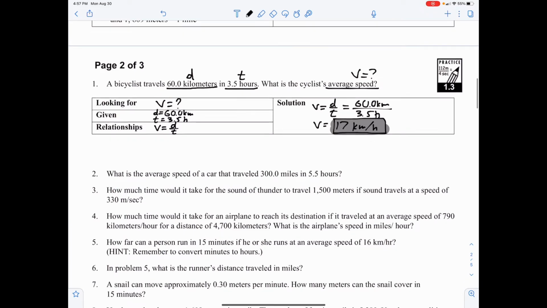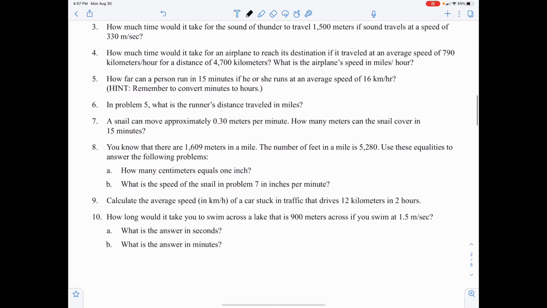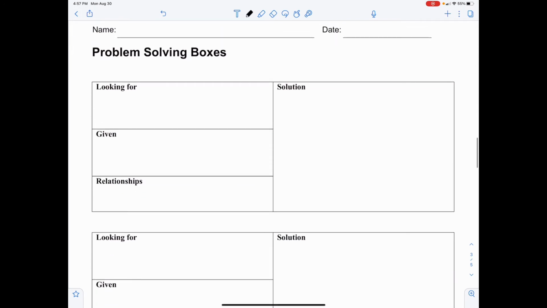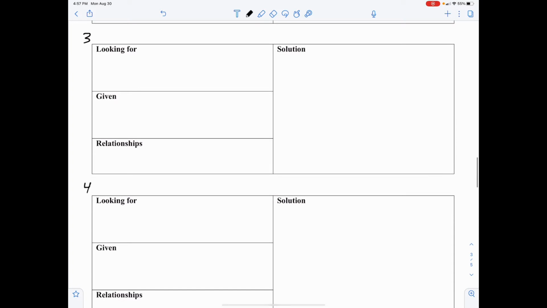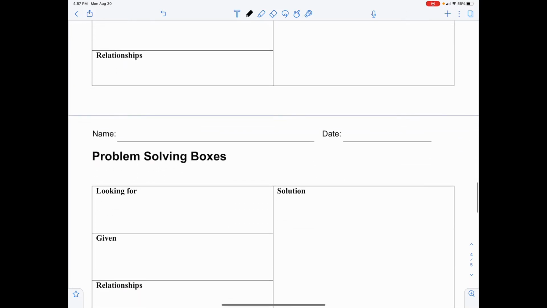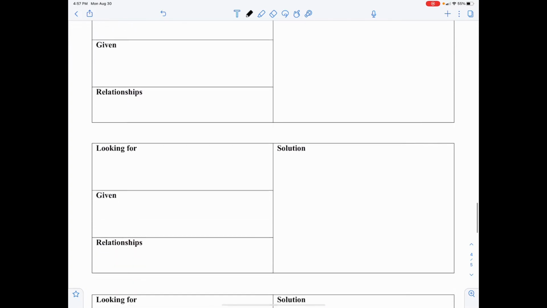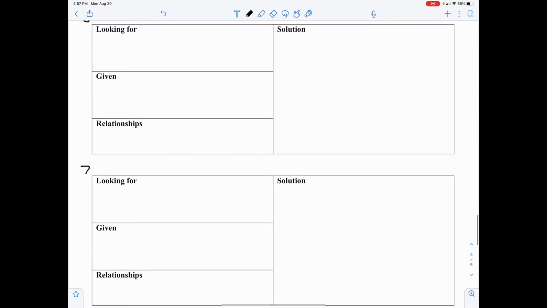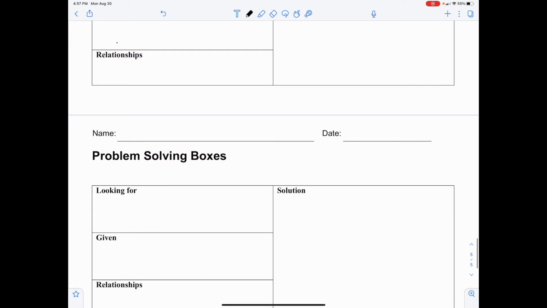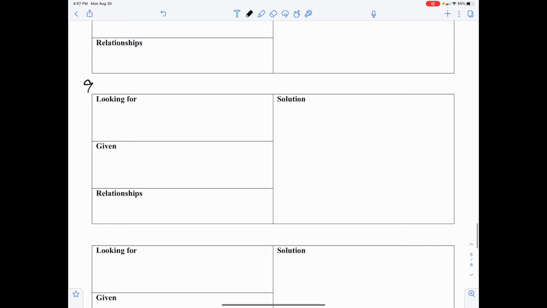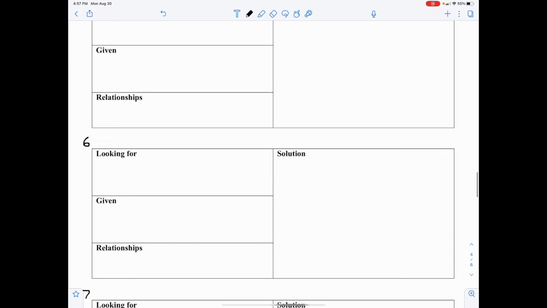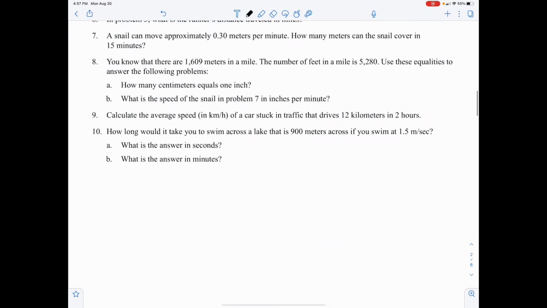Now, in questions 2, 3, 4, 5, 6, 7, 8, 9, and 10, we're going to be filling out these problem-solving boxes to help organize our work. So let's go ahead and number them off. This is going to be for question 2, question 3, question 4. Go to the second page. This one's going to be 5, 6, 7. And on the last page, this is going to be 8, 9, and 10.